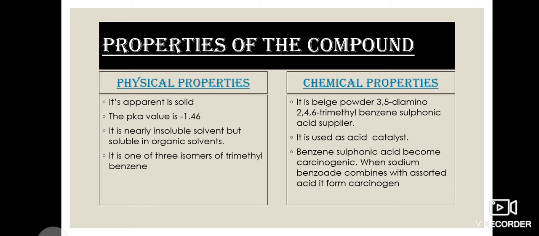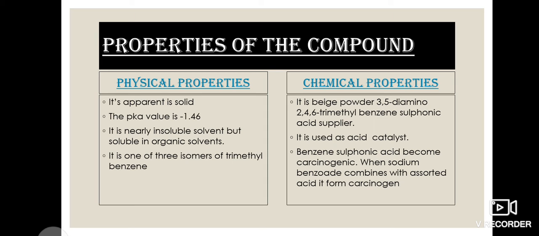Results and characterization include the physical properties and chemical properties of the compound. So let's take an overview of the physical properties. It is apparently a solid. The pKa value is minus 1.47. It is nearly insoluble in water but soluble in organic solvents. It is one of 3 isomers of trimethyl benzene.